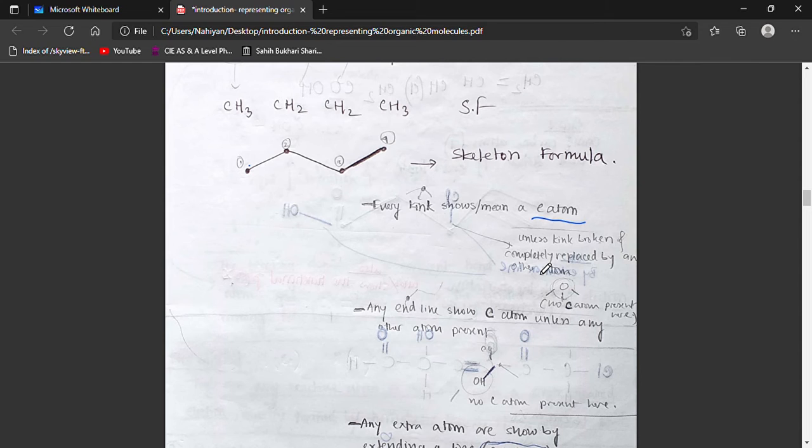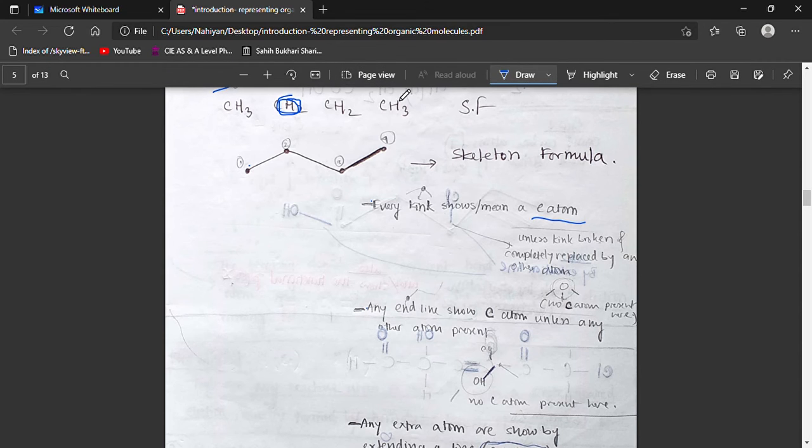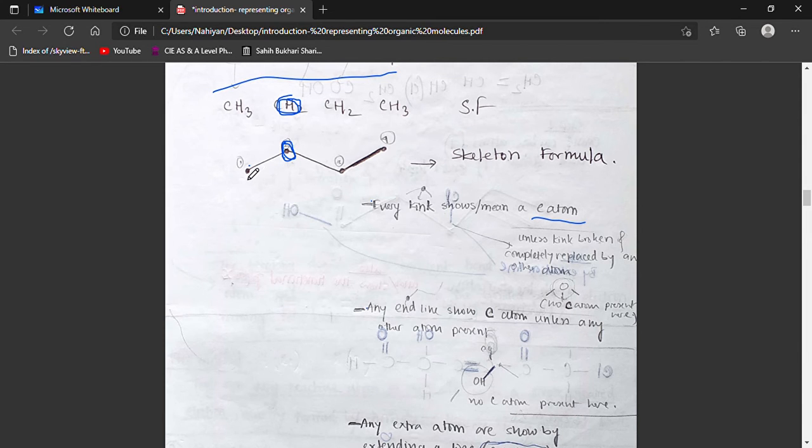Now there are two conditions you have to look at. For both of them, I said every kink represents a C atom. So this kink represents a C atom, unless, let's say, the structural formula was O and there was no carbon in the middle of the whole thing. So what should you do? You just have to literally put an O here instead of the kink.